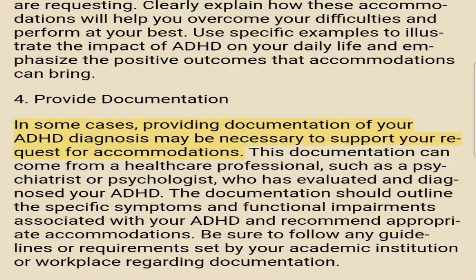4. Provide documentation. In some cases, providing documentation of your ADHD diagnosis may be necessary to support your request for accommodations. This documentation can come from a healthcare professional, such as a psychiatrist or psychologist, who has evaluated and diagnosed your ADHD. The documentation should outline the specific symptoms and functional impairments associated with your ADHD and recommend appropriate accommodations. Be sure to follow any guidelines or requirements set by your academic institution or workplace regarding documentation.